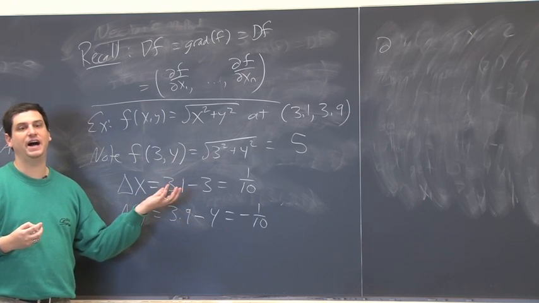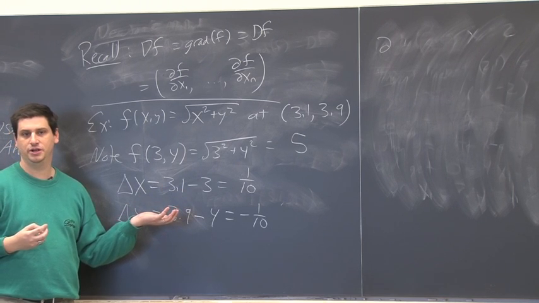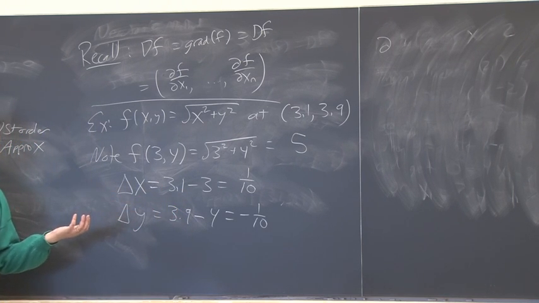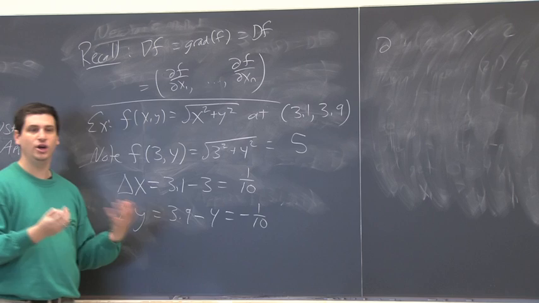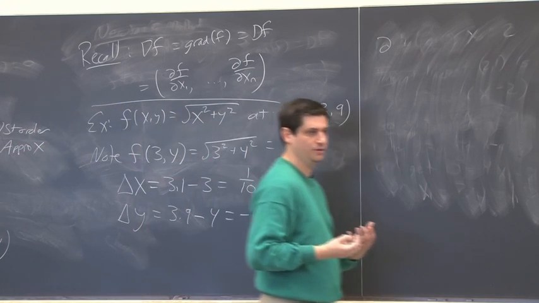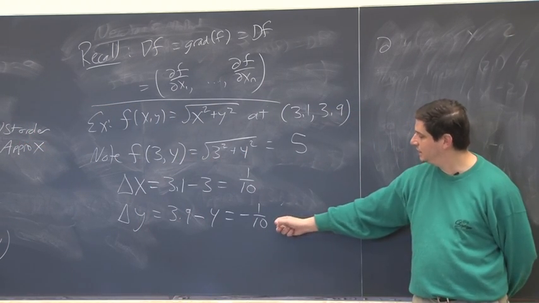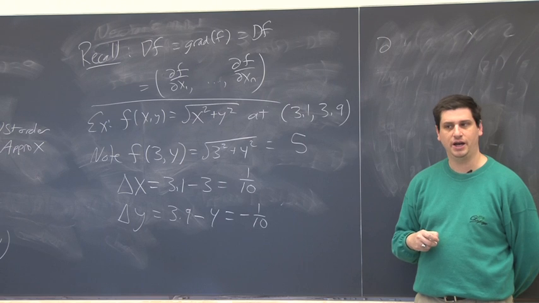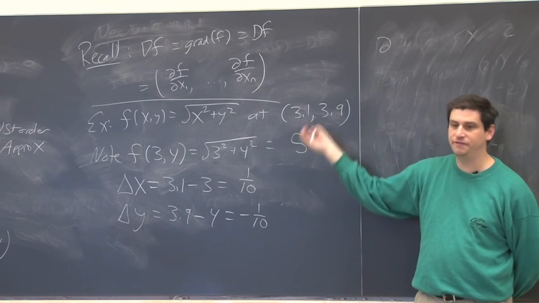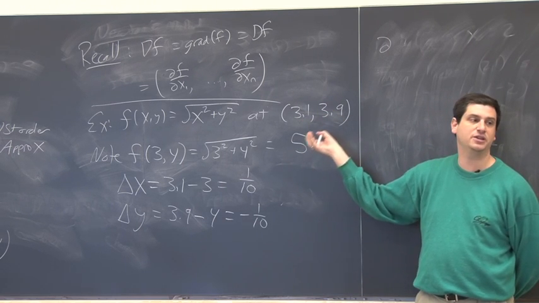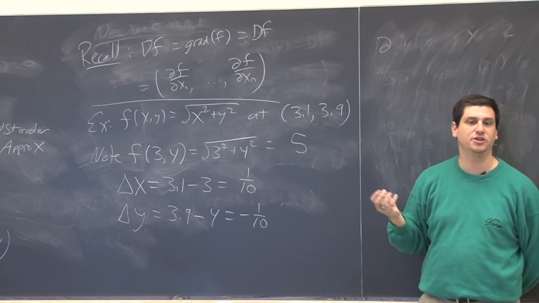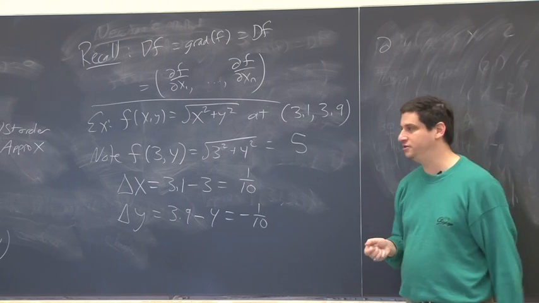If I'm off by 5, it's a horrible approximation. If I'm off by 1 over a trillion, it's an incredibly good approximation. How good of an approximation will we get? We'll see that it's going to be like 1/10 squared. And in general, the goodness of fit is going to be like delta x squared plus delta y squared, something of that order of magnitude.